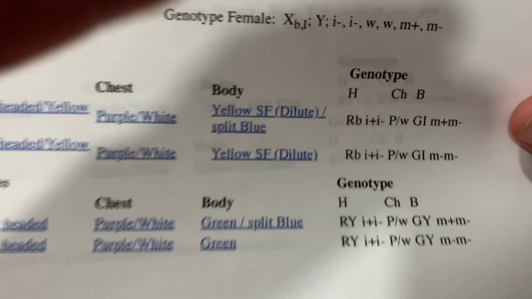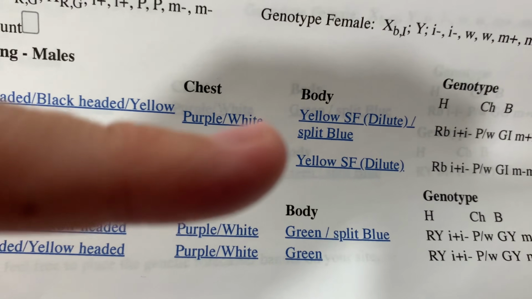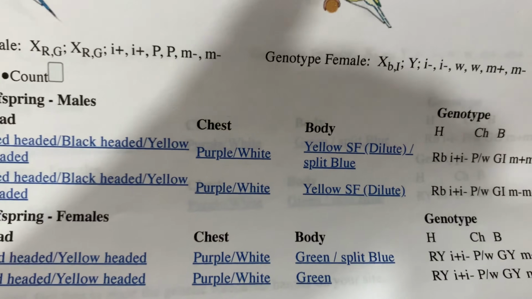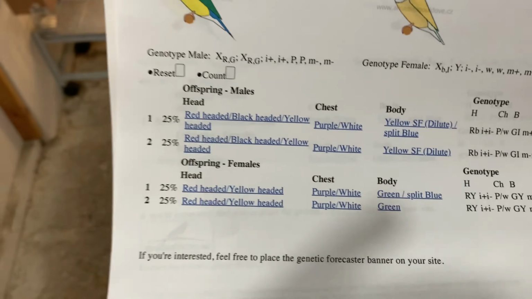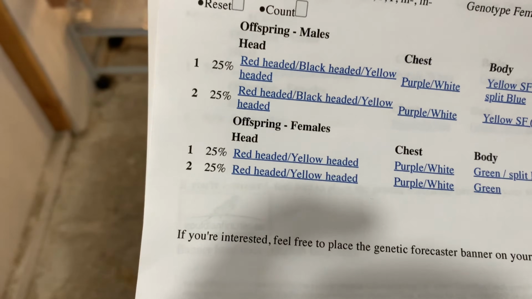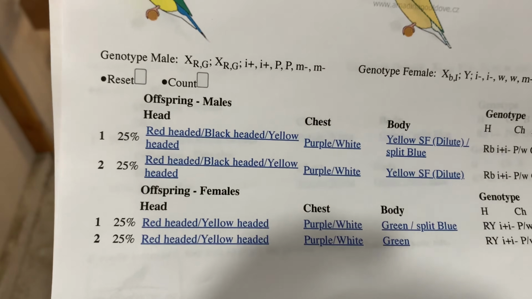And then the bodies, okay? So I'm gonna get a yellow single factor right there, yellow single factor dilute, and then a yellow single factor dilute. And one of them would be split to blue because my female is split to blue, okay? And then down here for my females, I would get all red head, purple breast, and greenbacks, okay?